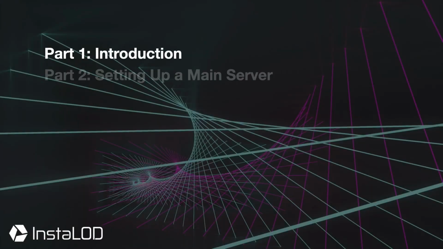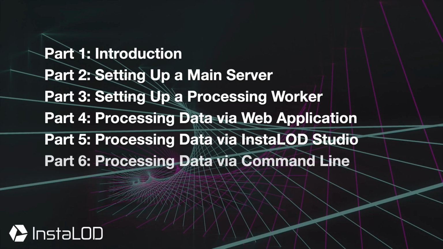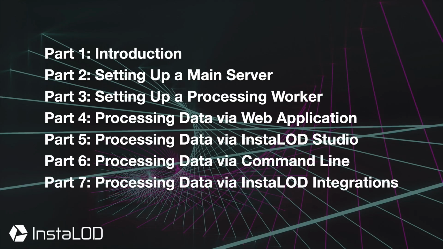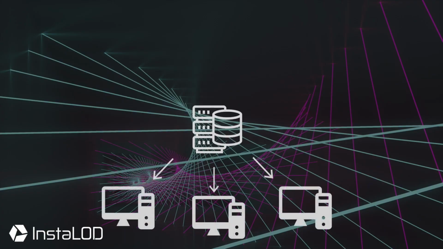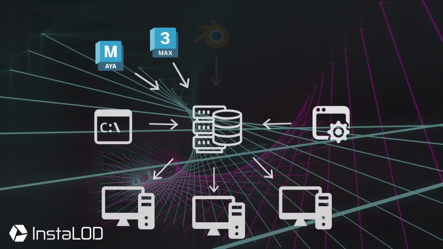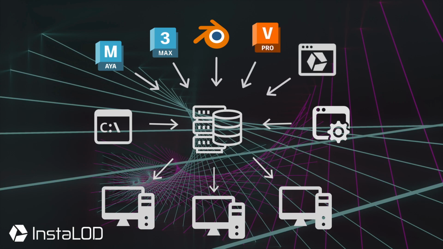In this 7-part video series, we're going to walk through the setup of an InstaLOD Grid network, including setting up the main server, setting up a processing worker, and finally, the different ways of how you can connect and process your files through InstaLOD Grid.